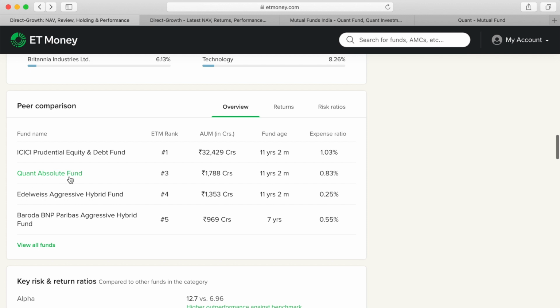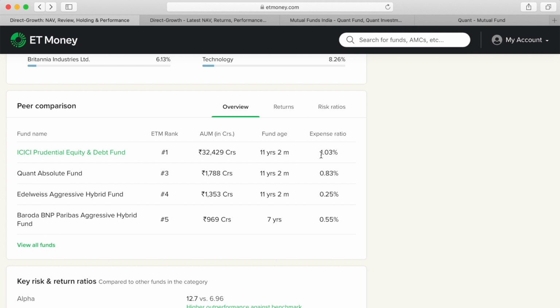So this is the mutual fund that we are looking at the moment, Quant Absolute Mutual Fund. ET Money has given the rating of 3. So it is based on the analysis that they have done. The asset under management is 1,788 crores. Its expense ratio is 0.83%. So this is what I was saying earlier. So this sits in the middle.